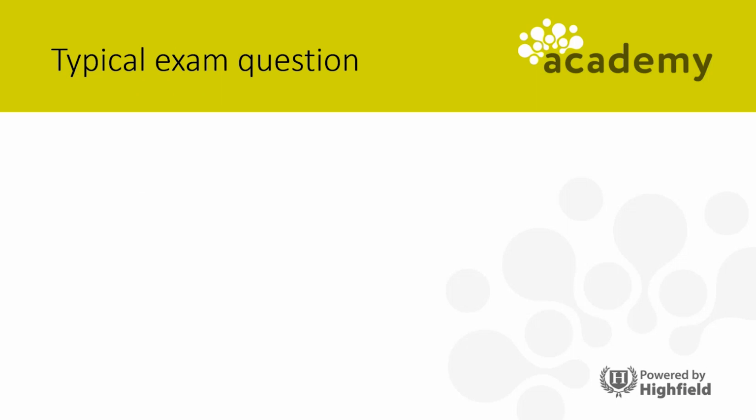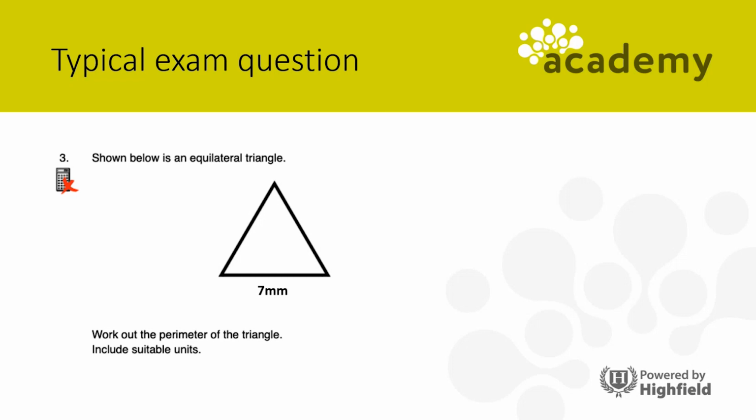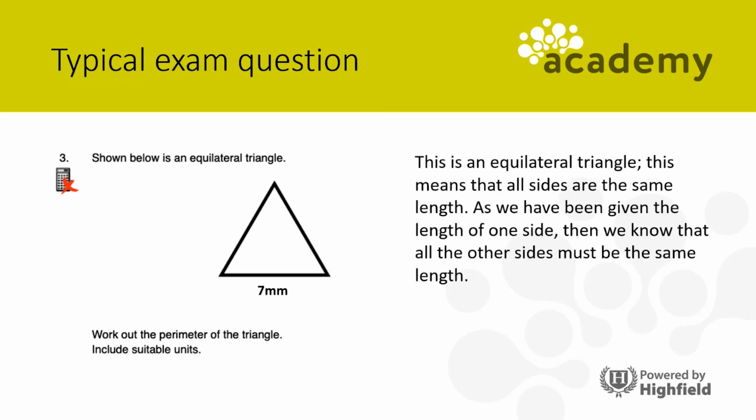So let's look at a typical exam question. Shown below is an equilateral triangle. Work out the perimeter of the triangle, including suitable units. As this is an equilateral triangle, that means all the sides are the same length. And as we've been given the length of one side, then we know that all the other sides must be the same length. So press pause, have a go at the question, and then press play when you're ready to get the answer.